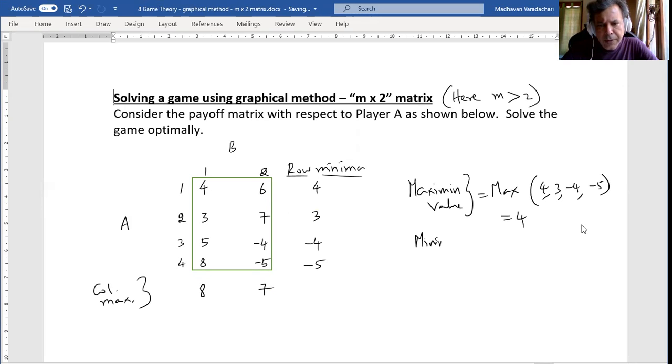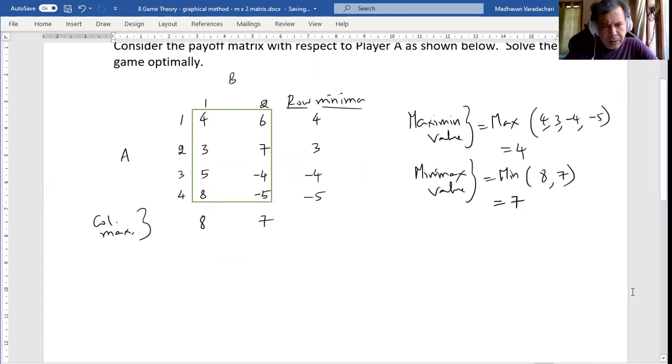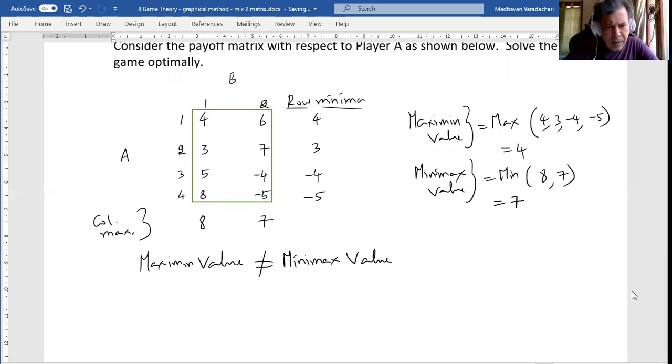Then the minimax value, which is the minimum of all the maximum values, that is 8 and 7. So it is 7. So it is clear that the maximin value is not equal to the minimax value. That implies this game does not have a saddle point.